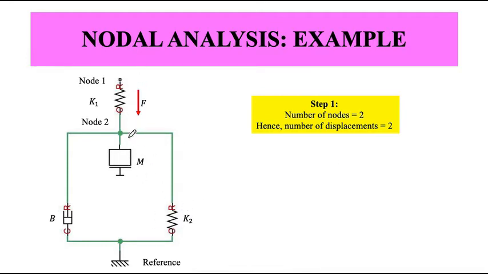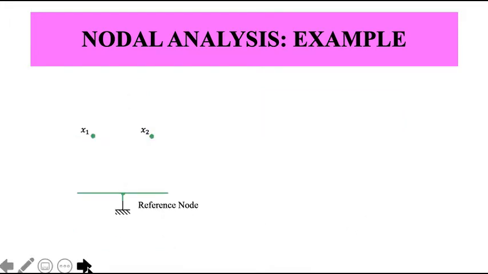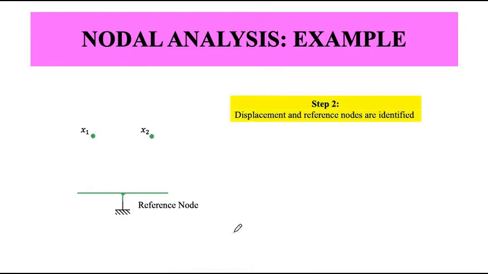Node 1, node 2, which will give me two displacements. These two displacements are given by two springs. So the spring will provide me displacement. So step 2: once I identify these two displacements or these two nodes, I also fix and identify these two nodes x1 and x2, and I will mark them here, and then I will have a reference node. So displacement and reference nodes are identified in step 2.